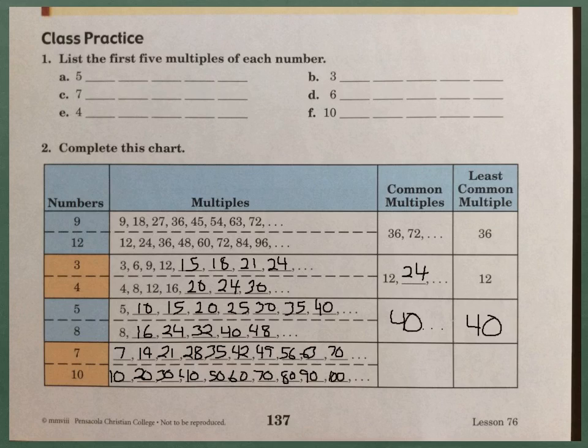Okay, our common multiples here, the lowest one we have, the only one we have here is 70. I'm going to put dot, dot, dot, because there's going to be other common ones, but we only have 70 here. And so again, our LCM is going to be the same. It's going to be 70.